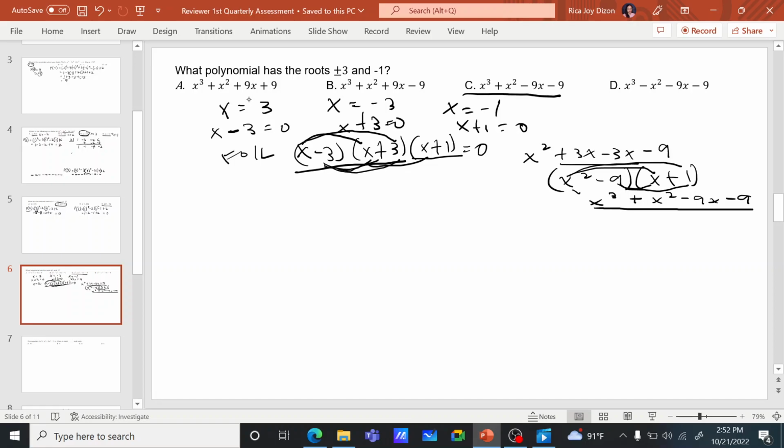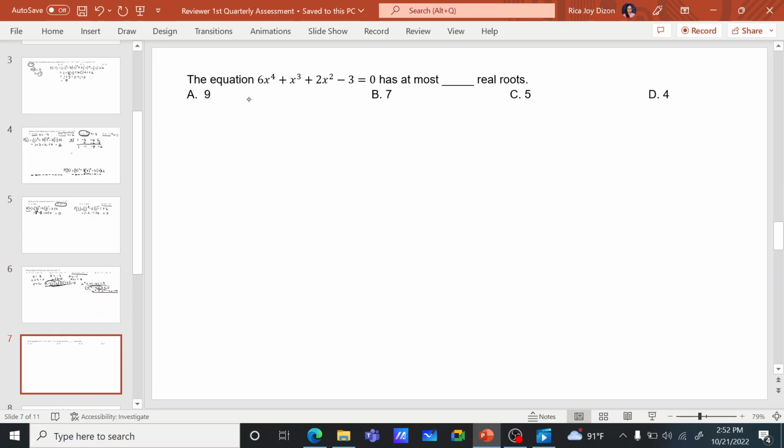That's letter C. Next, the equation 6x to the fourth plus x cubed plus 2x squared minus 3 equals 0 has at most blank real roots. The number of real roots can be determined by the degree. When you say degree, that's the highest exponent in the given polynomial. Among the exponents given, we have 4, 3, 2, and then we have none, which is equal to 0. Which among these exponents is the highest? That is 4. So the answer is letter B.